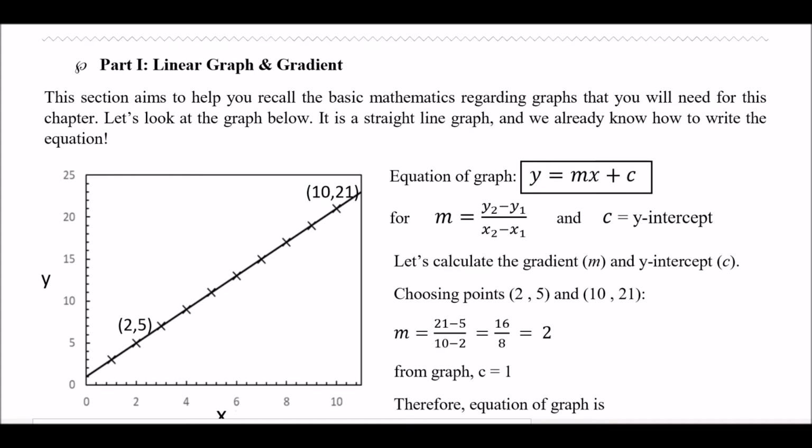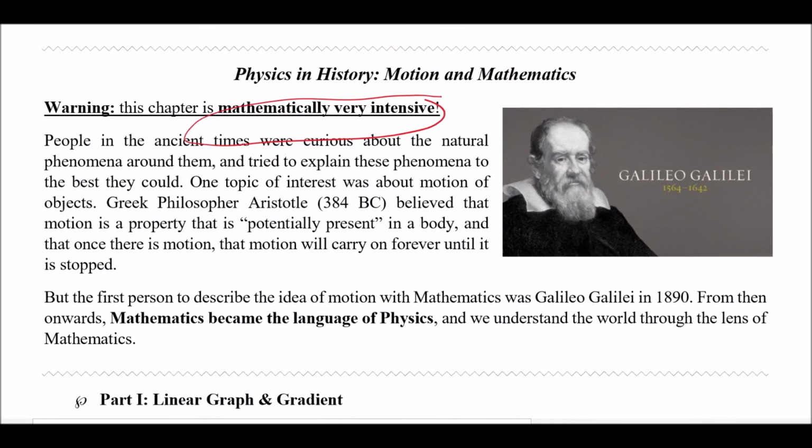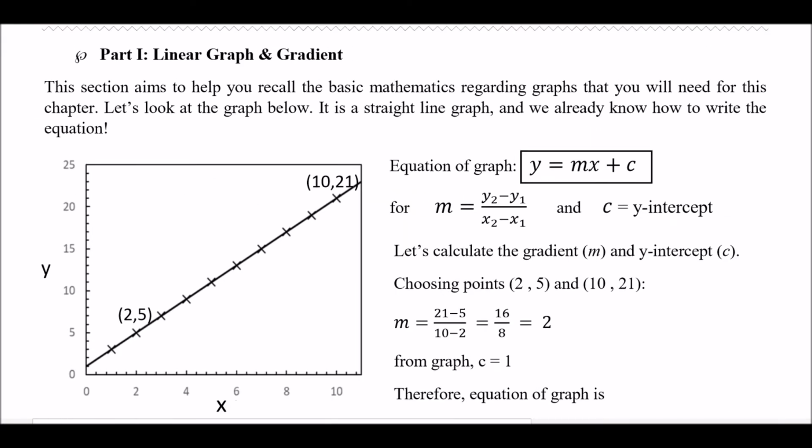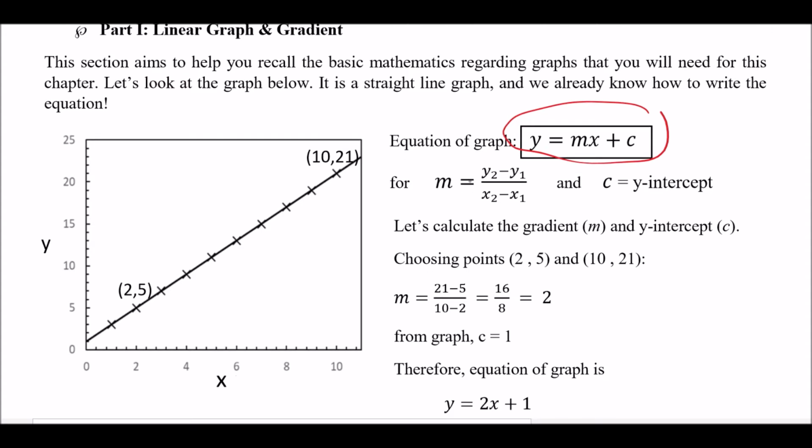So in part 1, rather in section 0, we need to discuss the mathematical knowledge that you need. If you already know all these things, by all means, please skip. Alright. So first of all, we learned already that a straight line graph has a general equation of y equals mx plus c, for m being the gradient, and you can calculate the gradient using this formula: y2 minus y1 over x2 minus x1. And c is the y-intercept.